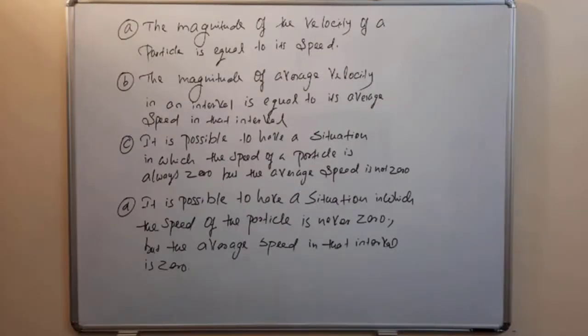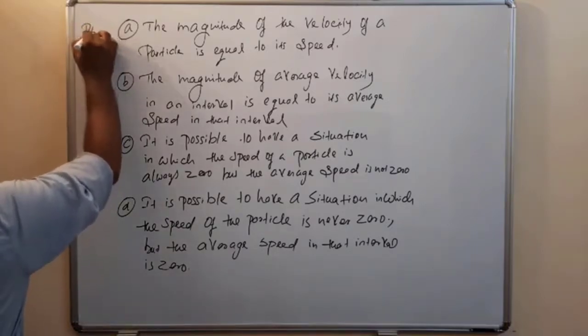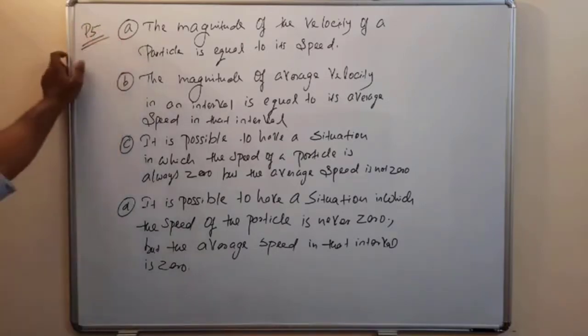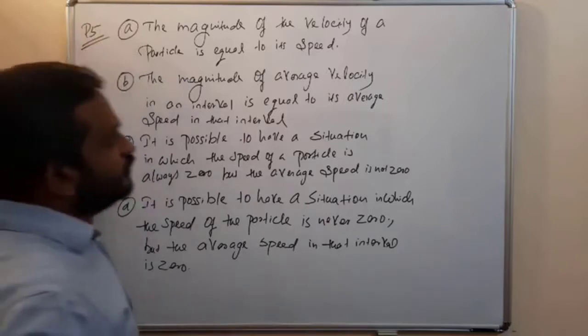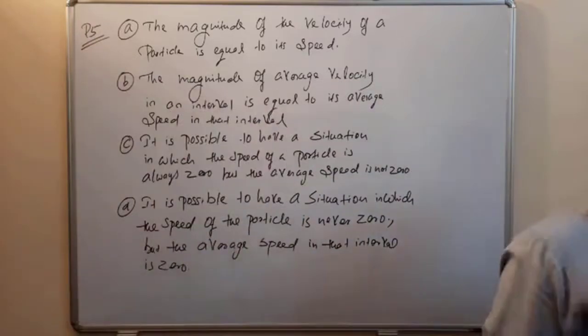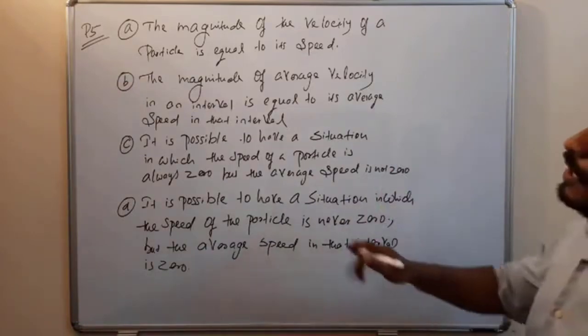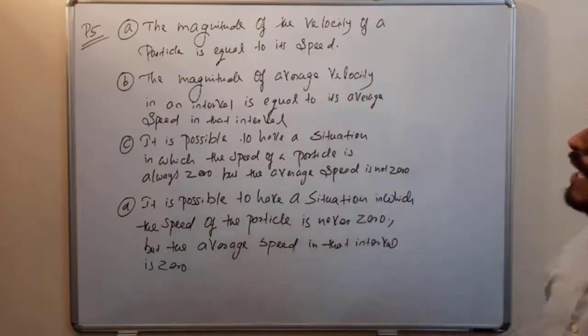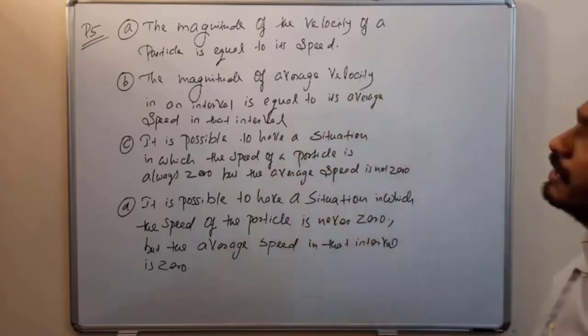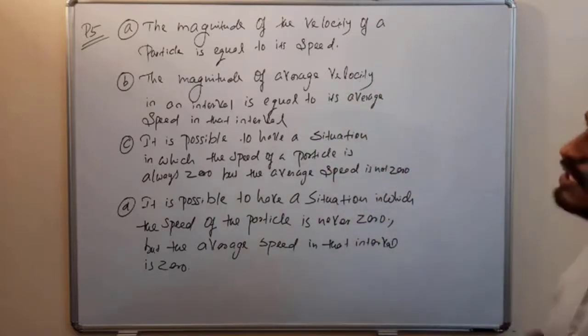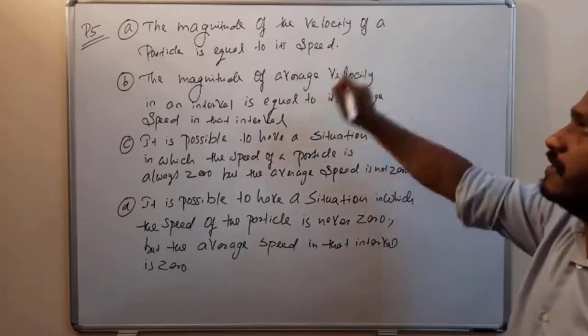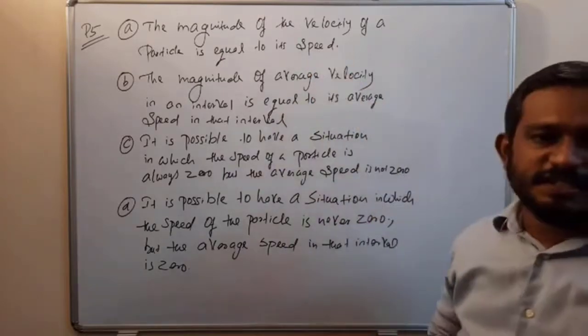So the next question. P5. Find the correct statement from the following. So we can see one by one. The first statement: the magnitude of the velocity of a particle is equal to its speed. Here the velocity means instantaneous velocity and the speed is the instantaneous speed.